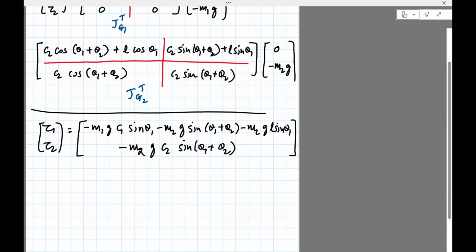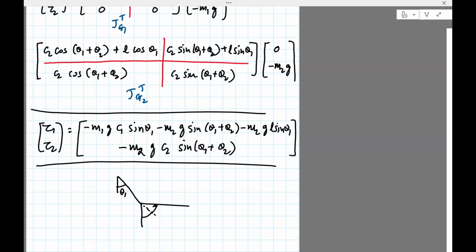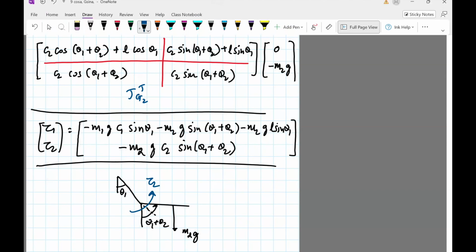You can actually check some of these, right? So we had a pendulum like this. This is theta 1, and then this was theta 2, but then this total angle is theta 1 plus theta 2. M2G. Tau 2. I'm just going to check tau 2.